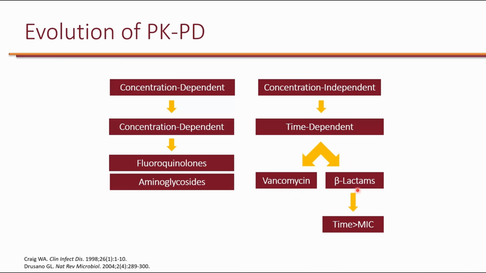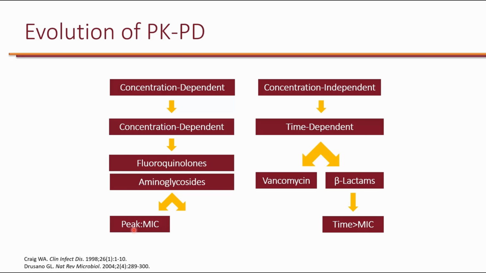The PK/PD parameter for time-dependent, specifically for beta-lactams, is the time above MIC. So it's not necessarily the concentration of beta-lactams, it's more how long the concentration is above the MIC that would result in maximum killing of organisms. Now compare that to concentration-dependent. If you have a high concentration, the ratio of peak concentration to MIC, the higher this ratio, the more it will result in the maximum amount of killing.